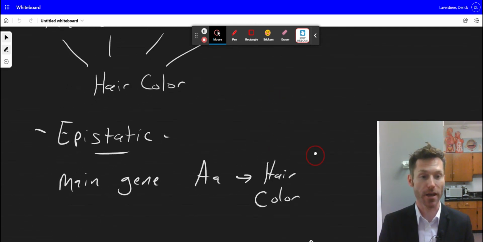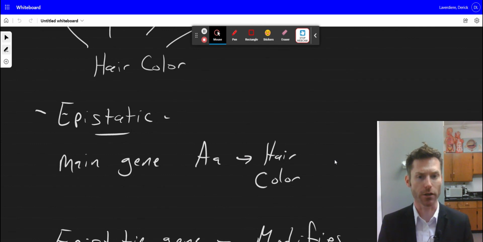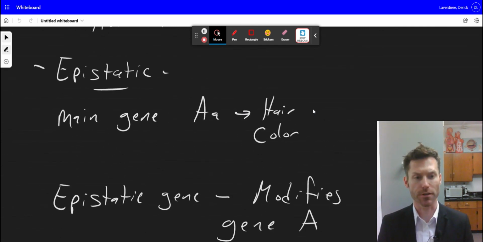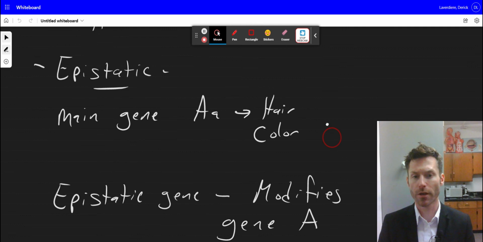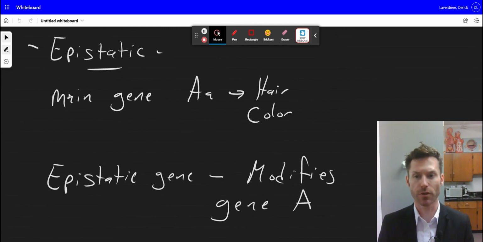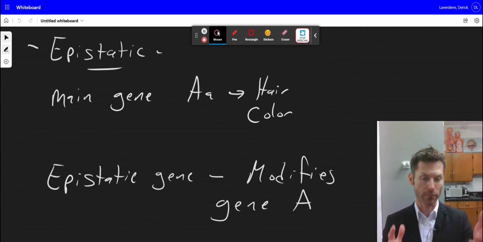And then there's epistatic, which is a type of polygenic trait, just a very specific type. Epistatic traits have two genes at play. There's the main gene that codes for the trait that we're looking at. I've used hair color.